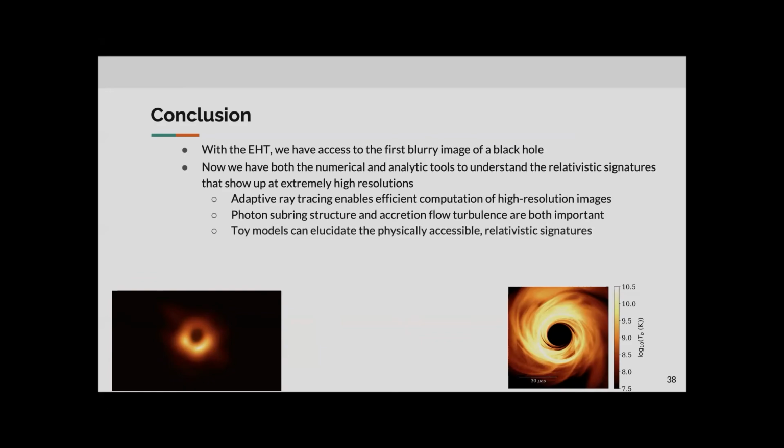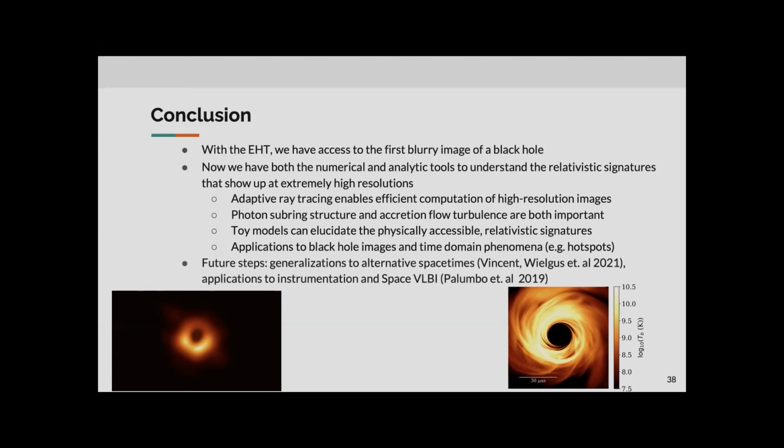In addition to the adaptive ray tracing and GRMHD, we also have much simpler toy models that can elucidate these physically accessible relativistic signatures that go beyond just total intensity and include factors like polarization that would ordinarily be very complicated to study. Using these two models, we have applications to black hole images and time-dependent and time-domain phenomena, such as hotspots that are observed in real life in places like the galactic center.